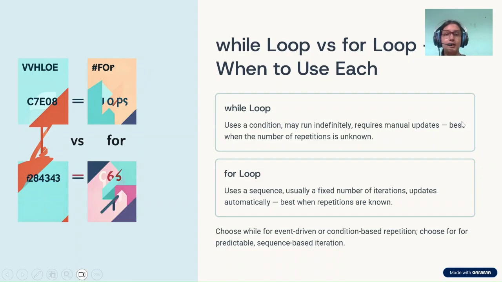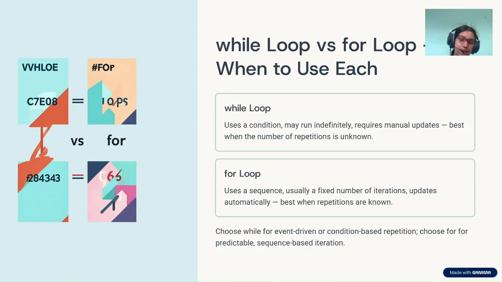While loop needs a manual update, right? We had to put in an updation condition, we had to put in a stopping condition, we had to update our variable again and again. So it needs a manual update. But a for loop automatically updates through the sequence. Once the sequence is over, it will just stop, right?